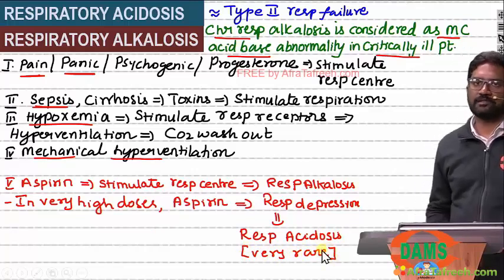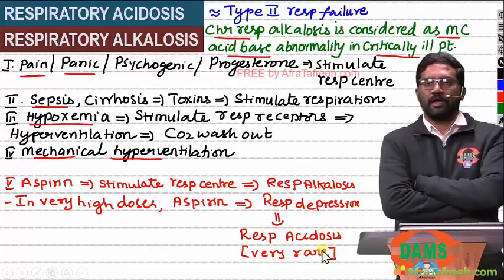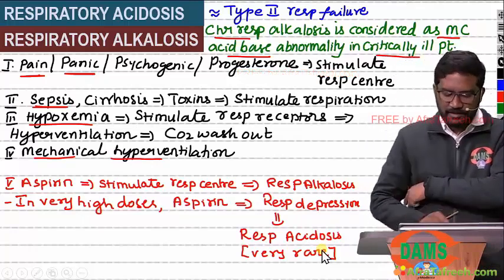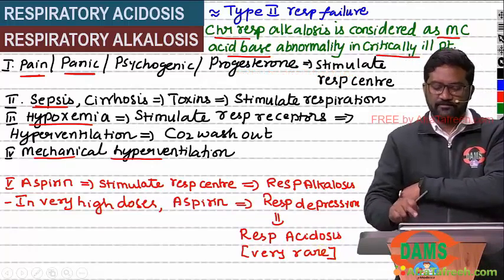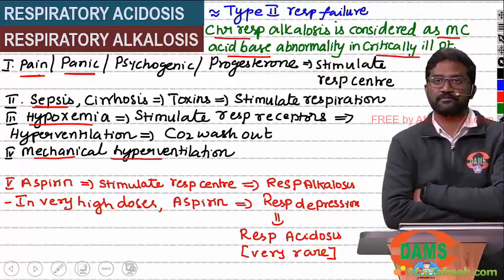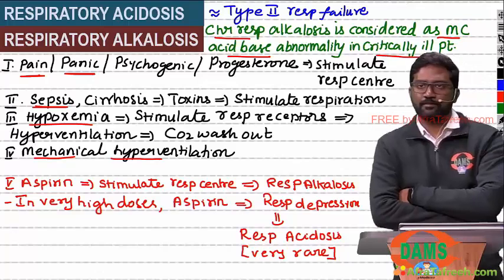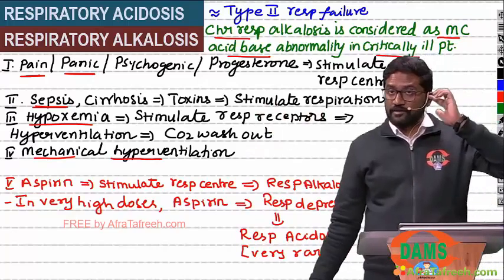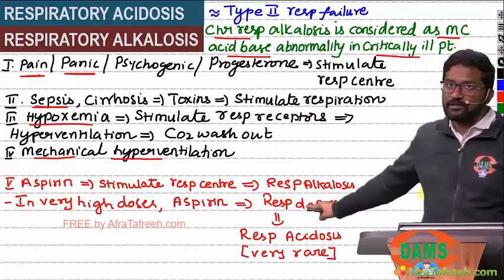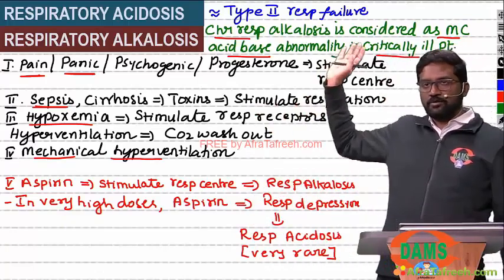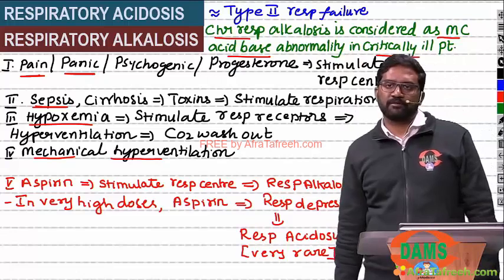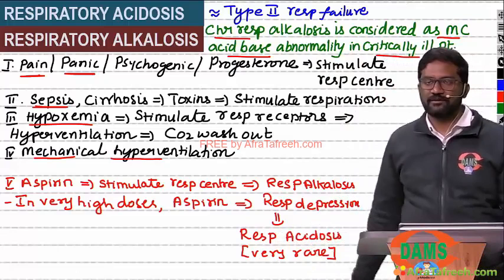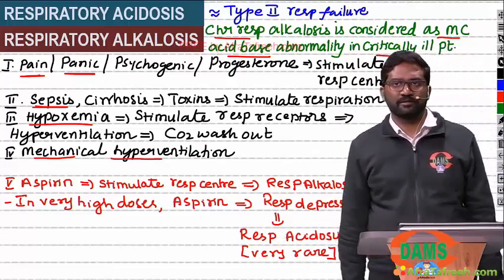So, a previously asked question: aspirin frequently causes respiratory acidosis. Is it a true statement or false statement? It is absolutely false. Aspirin frequently causes respiratory alkalosis. It causes high anion gap metabolic acidosis. Respiratory acidosis is very, very rare nowadays, not seen in clinical practice.